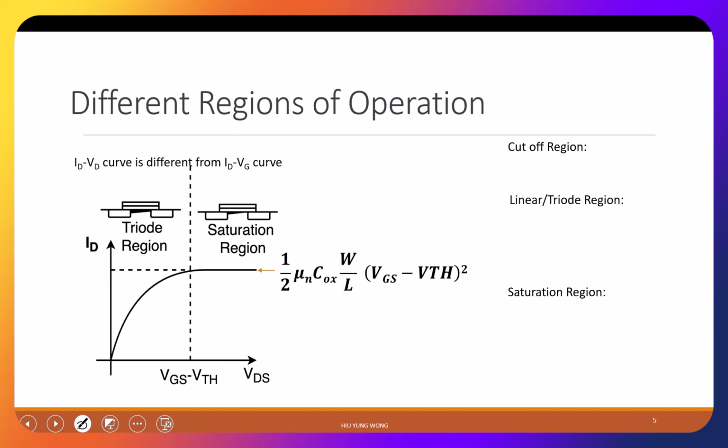Before that, the first thing about the cut-off region is that the transistor is off. What is the condition that turns off the transistor again? Very good, VGS less than VTH. Thank you very much for participating, everyone. Right? Done. Easy.